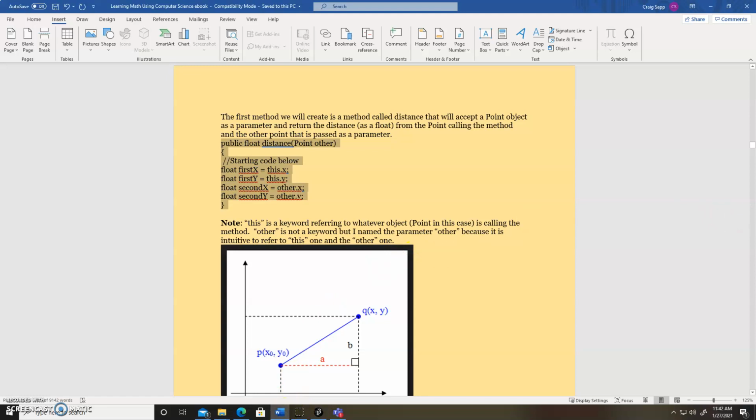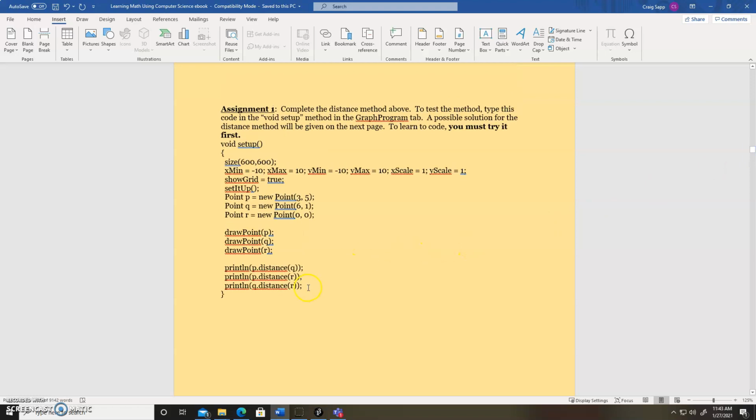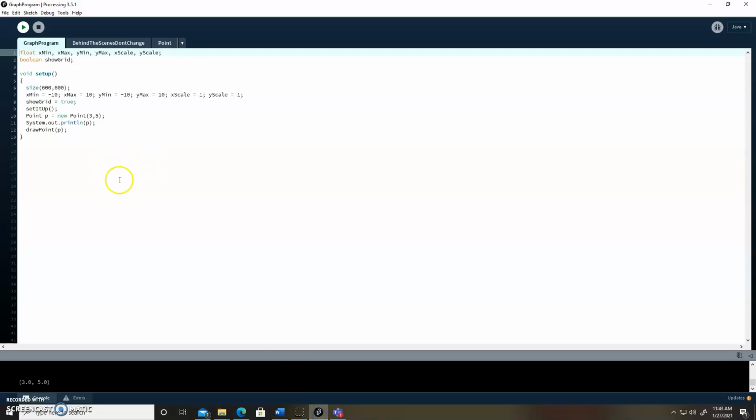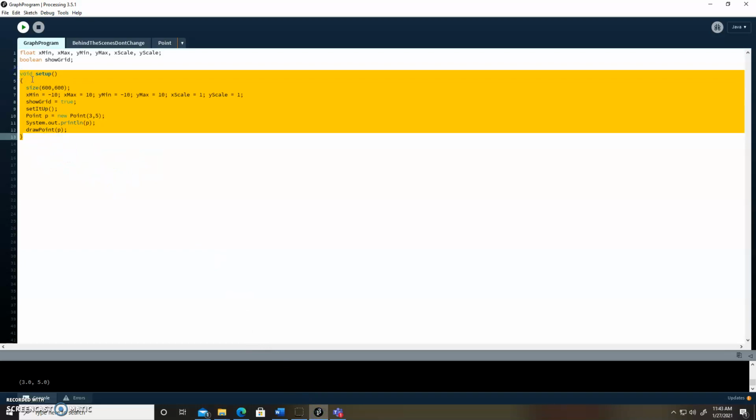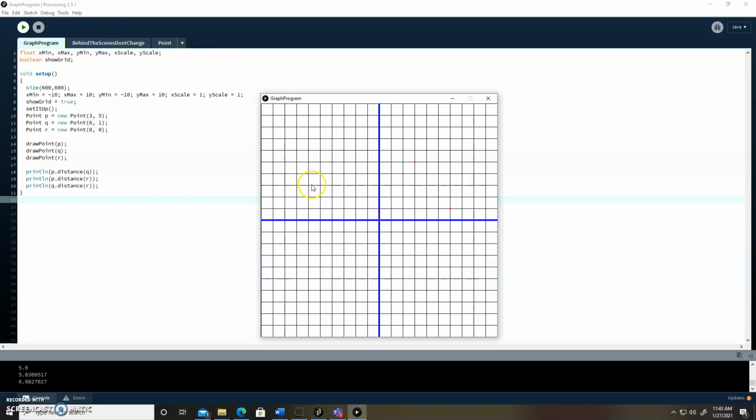And then if we try that, let's see. The one I'm going to look at is the distance between P and Q. So these are the points. P is 3, 5. That's this point. And Q is 6, 1. That's this point. And we get a distance of 5.